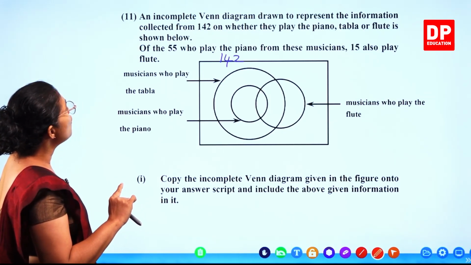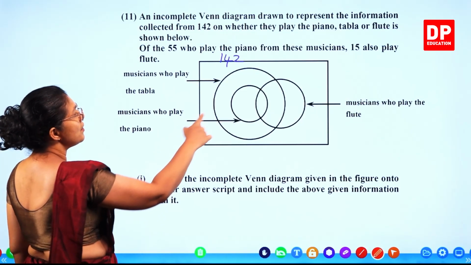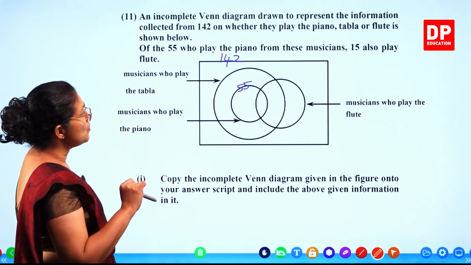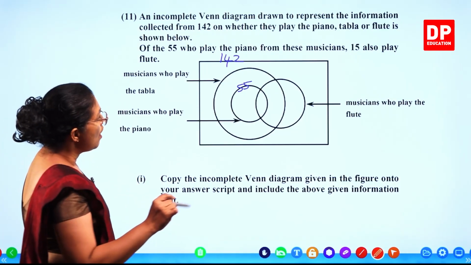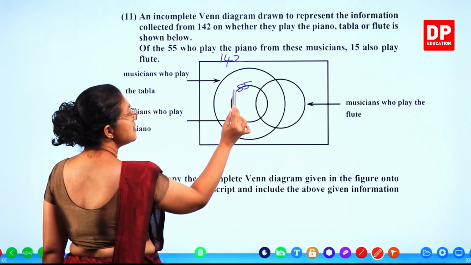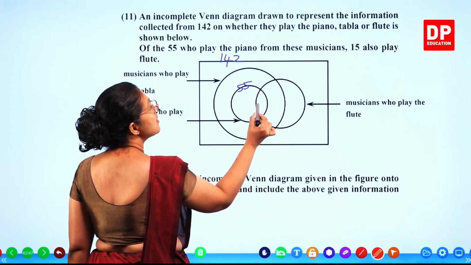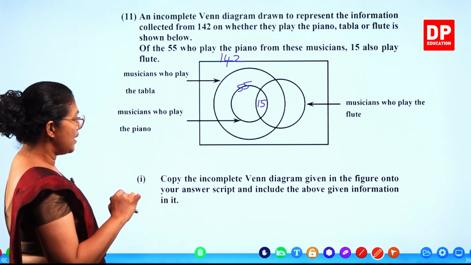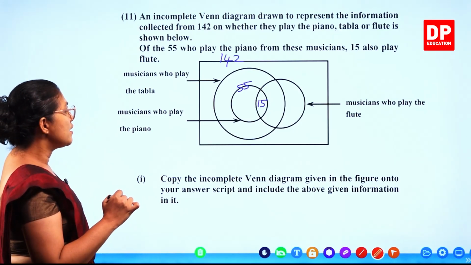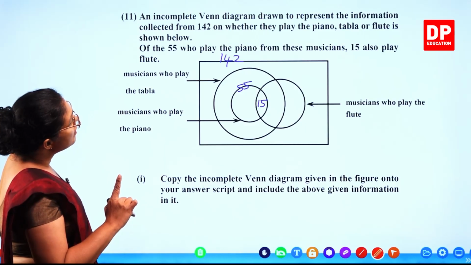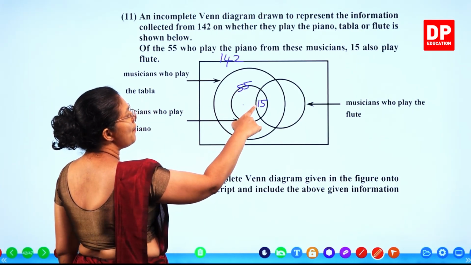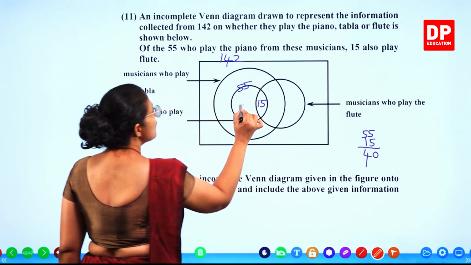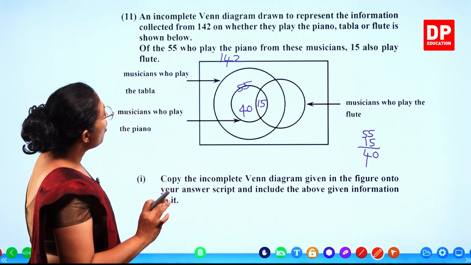So of the 55 who play the piano, so which one is the piano one? This is small circle. So that means this is 55. Of the 55 who play the piano from these musicians, 15 also play flute. 15 also play the flute means the intersecting point of this small 2 circles is 15. So this is 15. Then copy the incomplete Venn diagram given in the figure onto your answer script and include the above given information. So we can fill this part as well. So 55 minus 15. So this is 40.